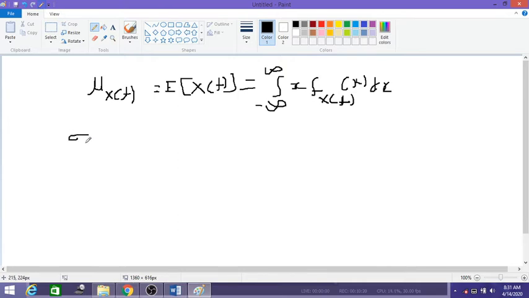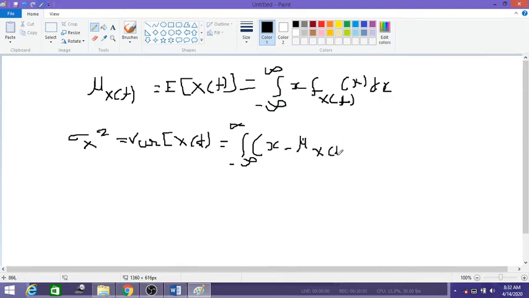And if you look at the variance of this random process, then the variance of x of t is equal to the integral from minus infinity to plus infinity of (x minus mu x of t) whole square into fx of t of x into dx. So here the mean and the variance of the random process depend on the parameter of time t. So we can note that here it depends on time t.